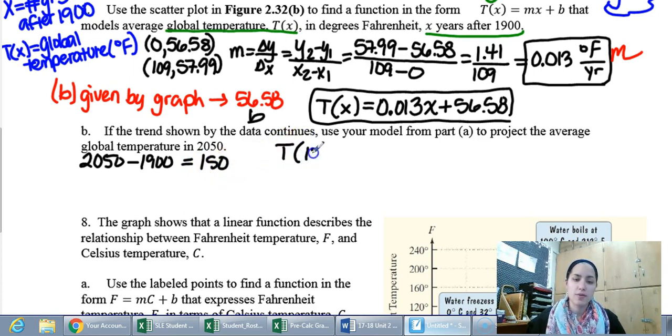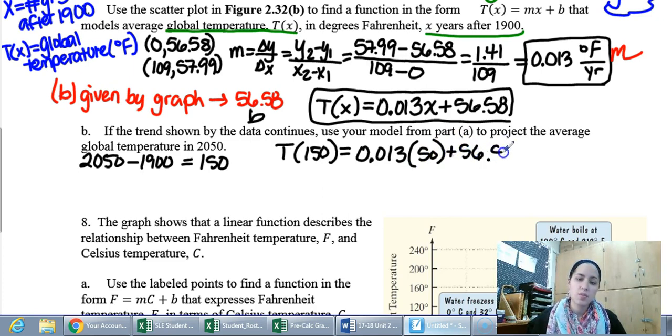So T of 150 equals 0.013 times 150. Wherever I see x, I'm plugging in 150, plus 56.58.